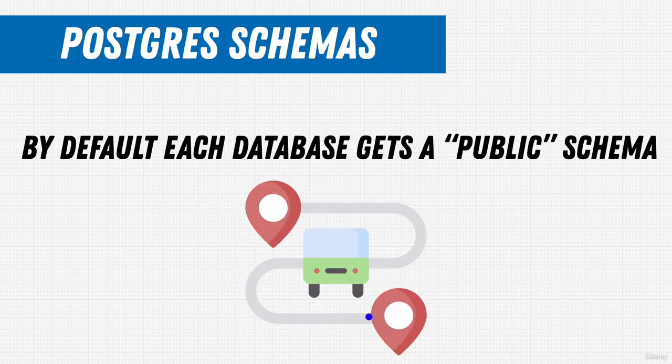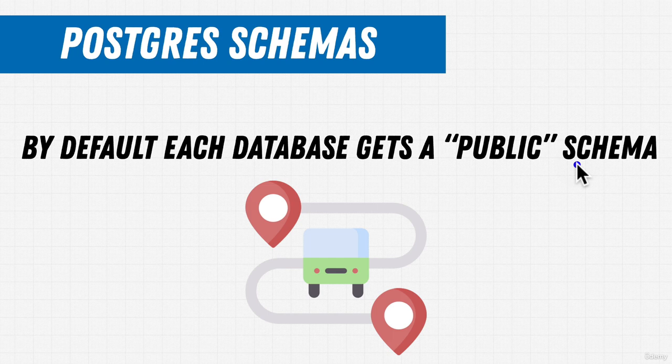By default, each database gets a public schema. So when you create a database, you have that public schema. That is the schema that is available to every other schema. And it is the one that will be called by default. It is the one that is assumed to be the default schema whenever you're trying to reach a table.